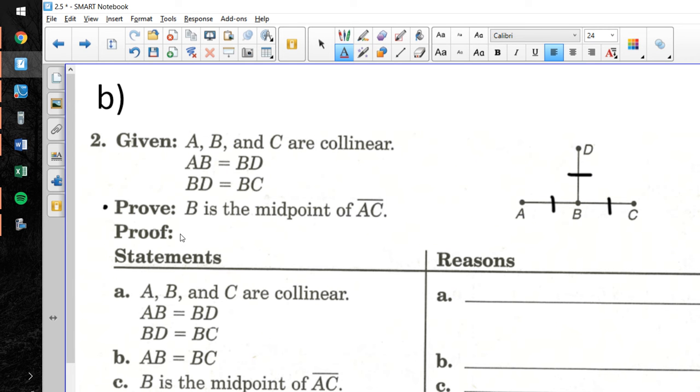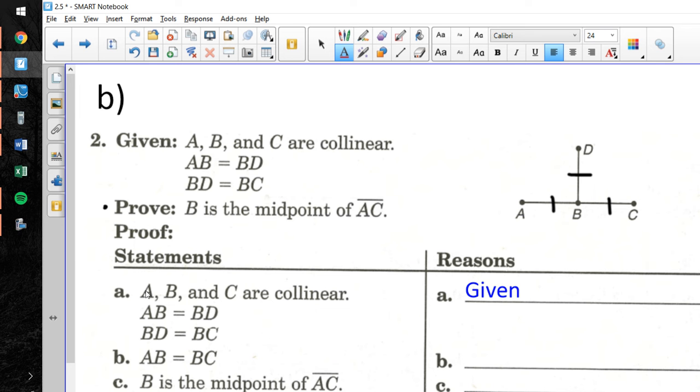So the first statement: A, B, and C are collinear, AB is equal to BD, and BD is equal to BC. You look right up here and notice those are your givens. So our first reason, as is almost always going to be the case in just about every proof we do, is that those statements are given to us.